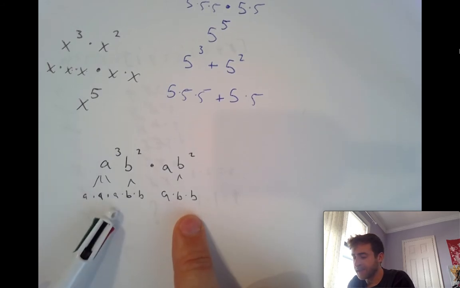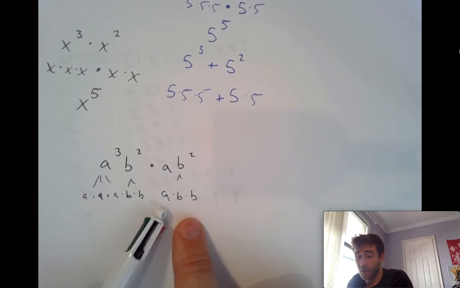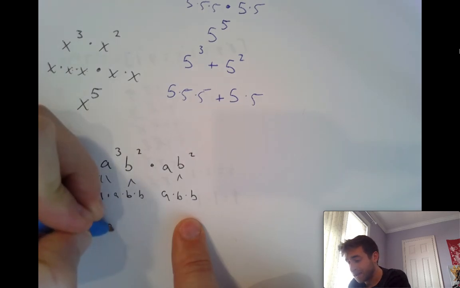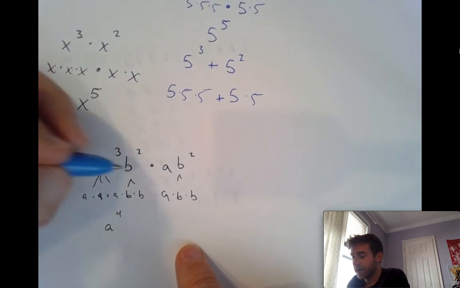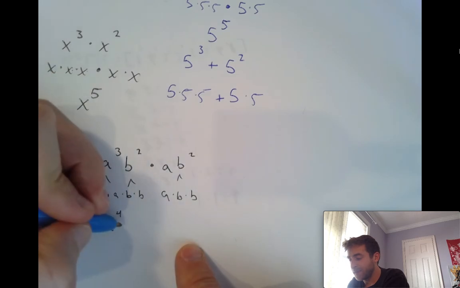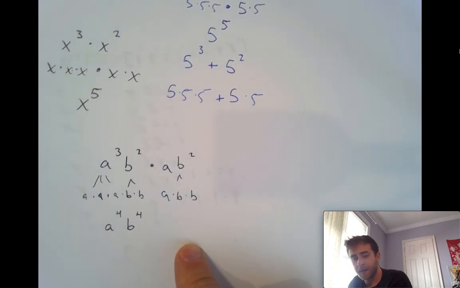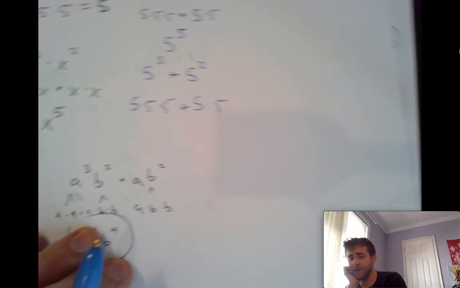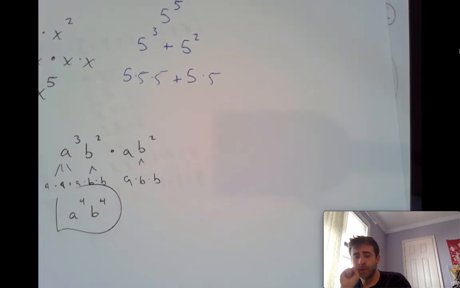A times a times a times a, that's 4 a's multiplying times themselves, so it's going to be a to the power of 4. B times b and b times b, oh look at that, I ended up with a to the power of 4, b to the power of 4. That would be the answer to that multiplication. I'm going to give you 2 to do. We'll do the work, and then we're going to look at division.